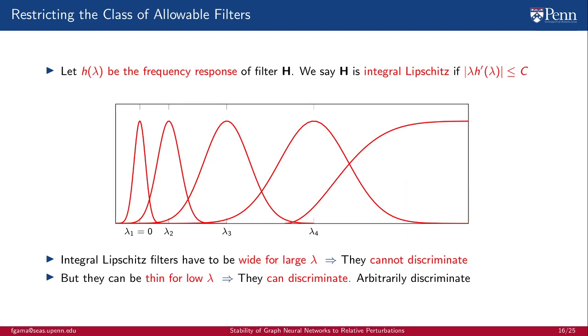Of particular interest are filters that we call integral Lipschitz. These are filters whose frequency response satisfies that λ times its derivative is bounded by a constant c. Integral Lipschitz filters have to be wide for large λ, because if λ is big, h prime of λ has to be small. But they can be thin for low λ, because if λ is small, then h prime of λ can be big. Now, these filters are of interest because they are the ones that are stable to perturbations.